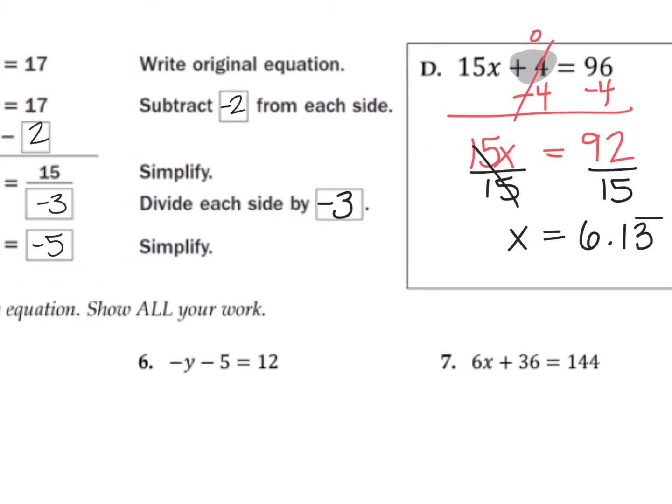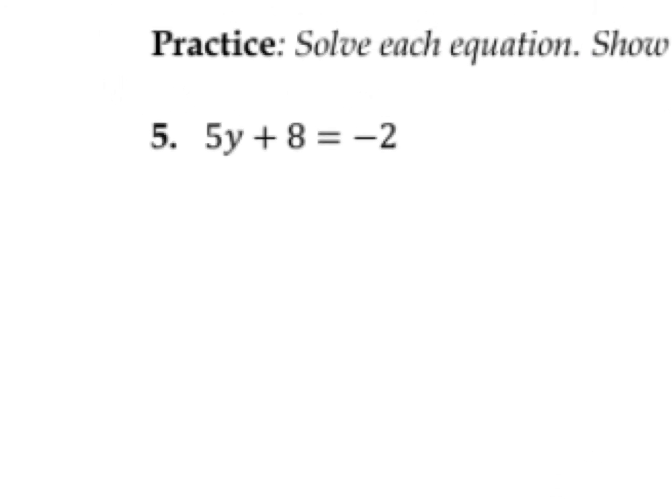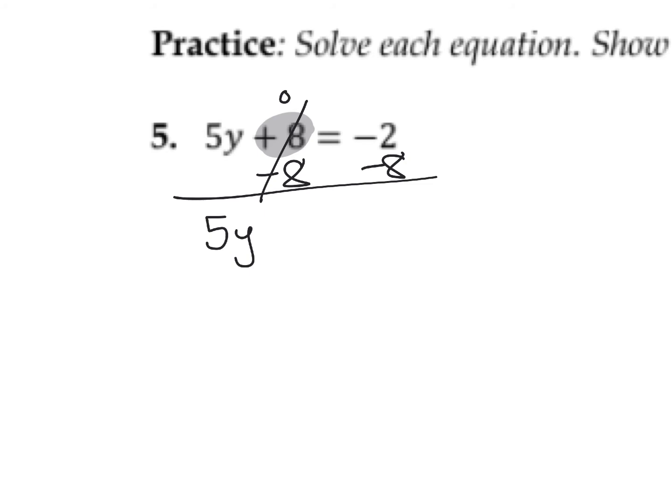All right, moving on to the practice below. Number 5, we have 5y plus 8 equals -2. Start with your plain number, plus 8. Opposite of plus 8 is -8. So I'm subtracting 8 on both sides. When I do that, positive 8 and -8 makes 0, so that's gone. So I just have a 5y on the left. On the right, -2 minus 8 gets us to -10. So I have 5y equals -10. I need to then divide both sides by 5, and I get y equals -2.